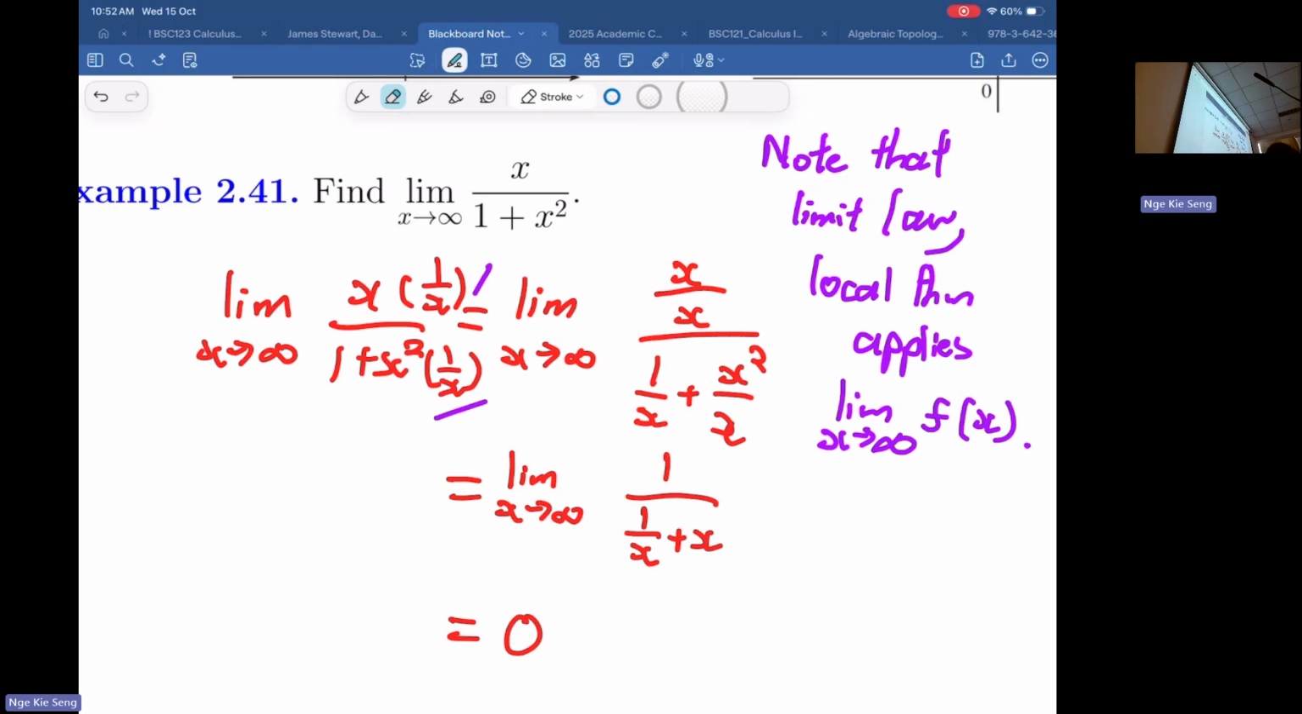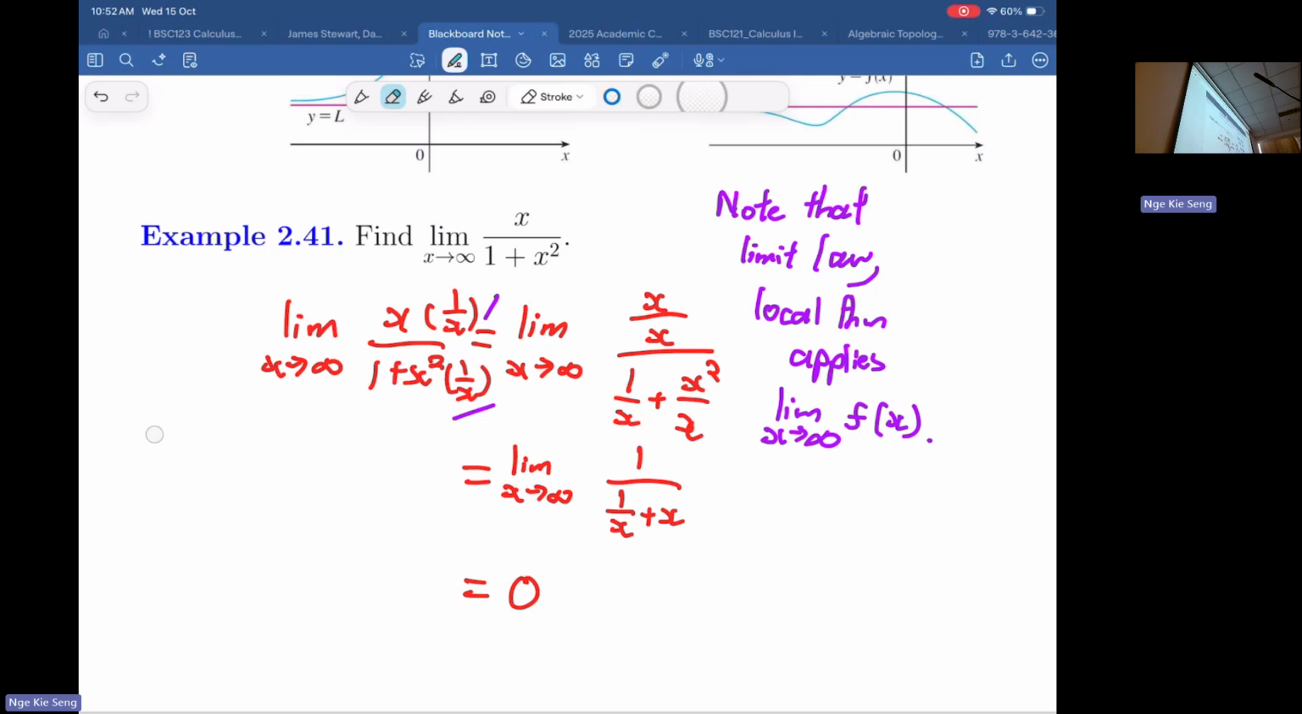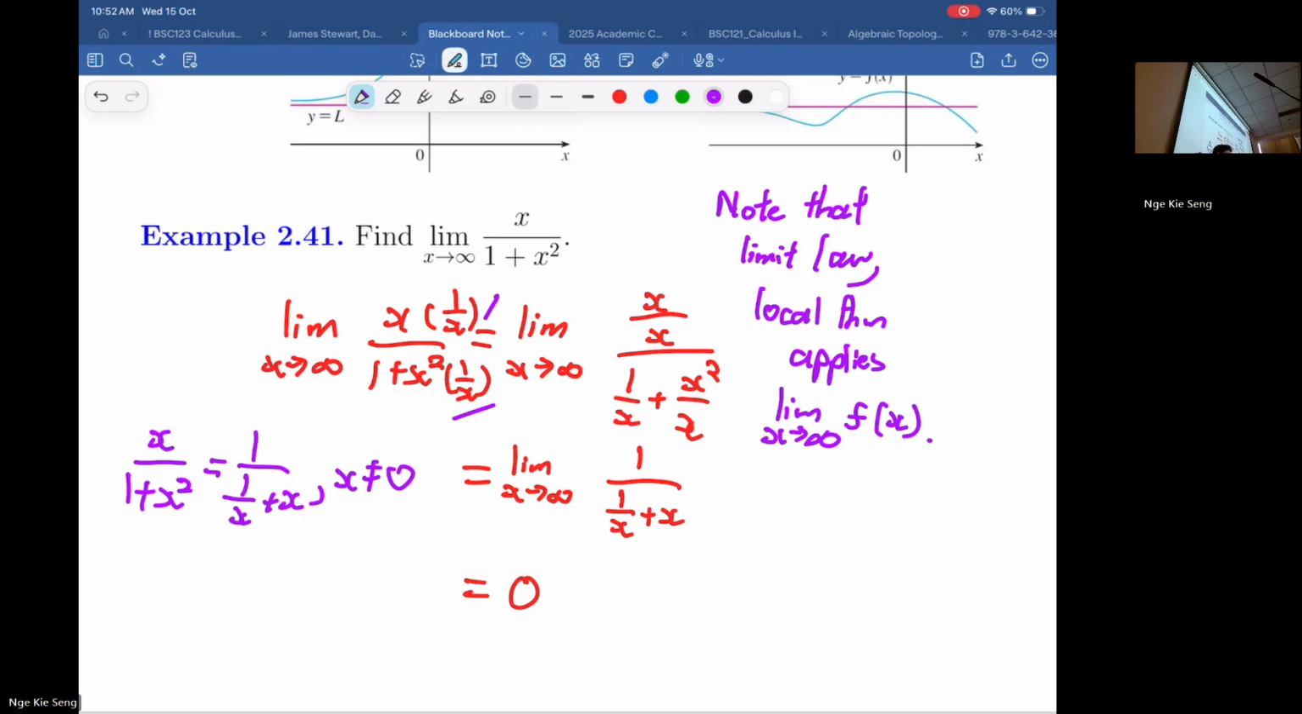If you want to be precise, what we learned last time was that x over 1 plus x squared equals 1 over (1 over x plus x) when x is not equal to 0. But this is okay because we are not caring about points near 0 or even at 0, because our point is very far away from it. Question? Any other question? Good question. Any question so far? Happy?